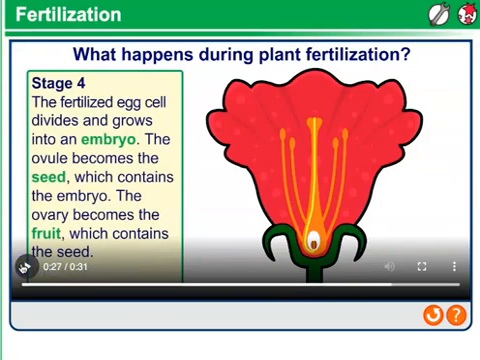In stage 4, the fertilized egg cell divides and grows into an embryo. The ovule becomes the seed, which contains the embryo. The ovary becomes the fruit, which contains the seed.